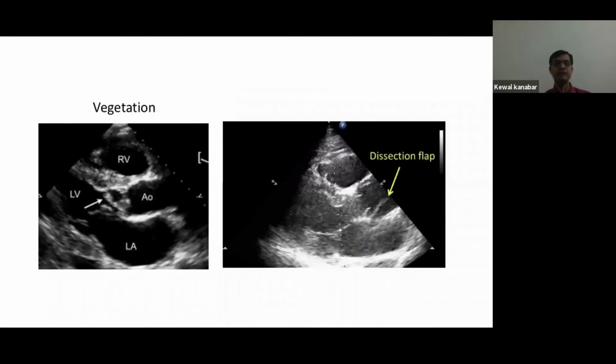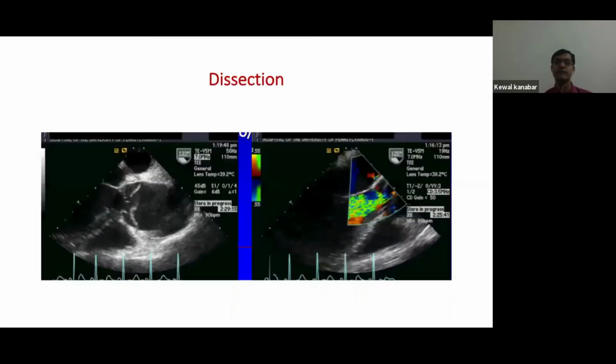Now, as we can see in the picture on the left, the aortic regurgitation is because of vegetation on the aortic valve, whereas in the figure on the right, it is because of a dissection flap which is visualized in the ascending aorta. So, we critically need to assess the cause of aortic regurgitation, whether it is a degenerative aortic valve, a rheumatic valve, an infective endocarditis, or dissection of the ascending aorta.